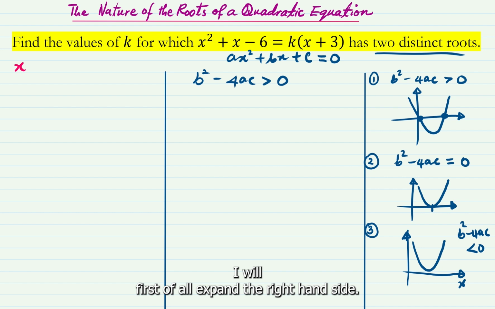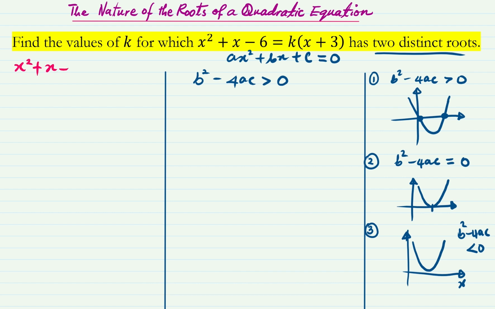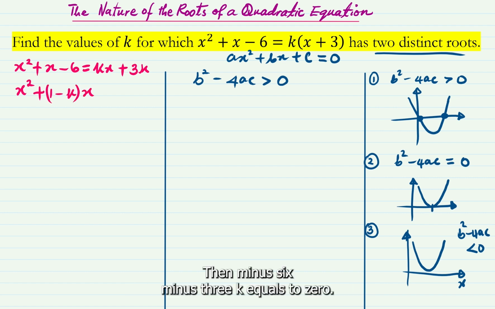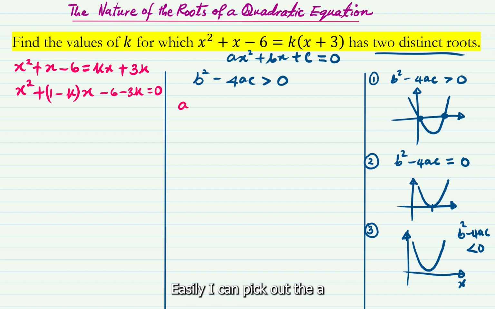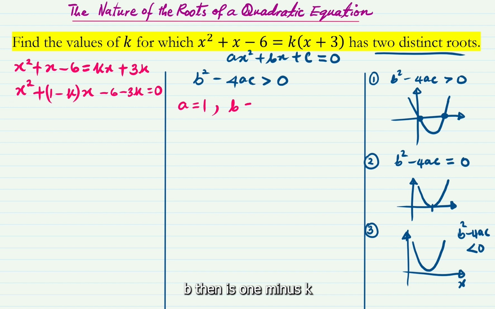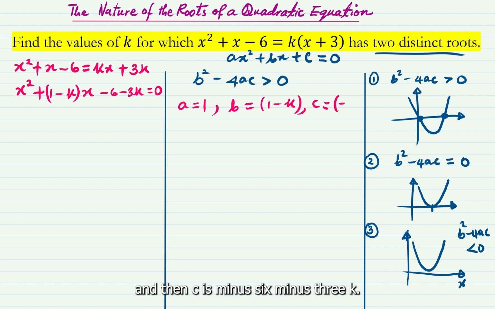I will first of all expand the right hand side as kx plus 3k. Next thing is to collect like terms. So I have x squared plus (1 minus k)x, then minus 6 minus 3k equals 0. Easily, I can pick out that a is 1 because the coefficient of x squared here is 1. b then is 1 minus k, and then c is minus 6 minus 3k.